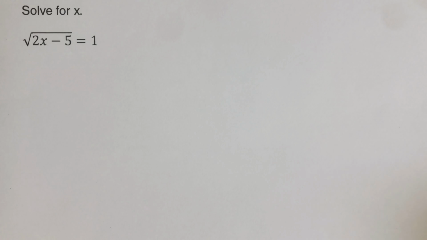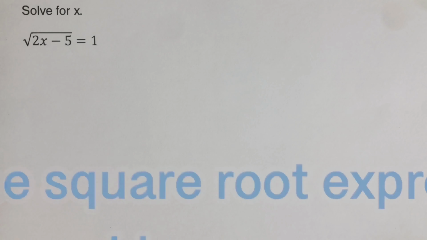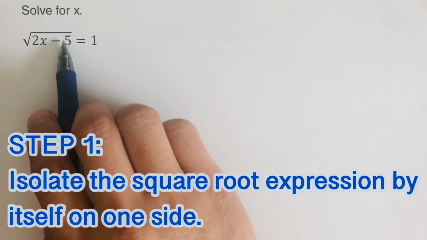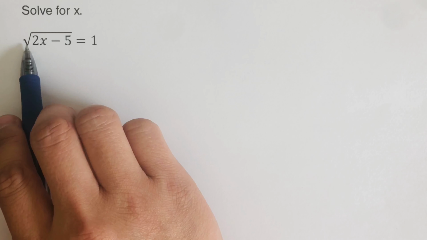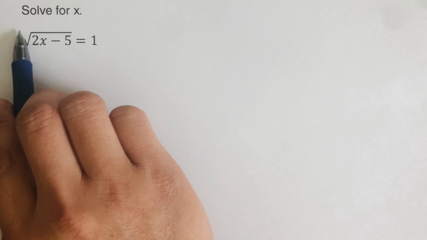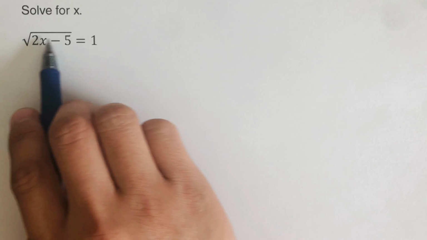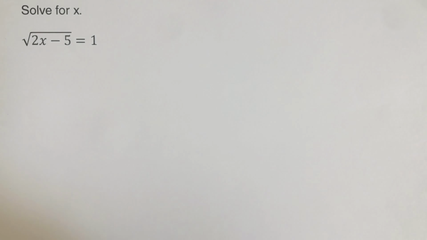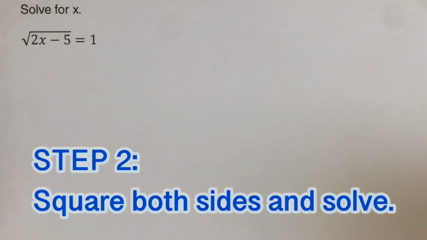Okay, so we go over the problem here. The first step is to isolate the square root expression by itself. As you can see here, it's already isolated by itself on the left side because there are no other variables or numbers in front of or behind this square root. So then we can go ahead and move on to the second step. The second step is to square both sides and solve.